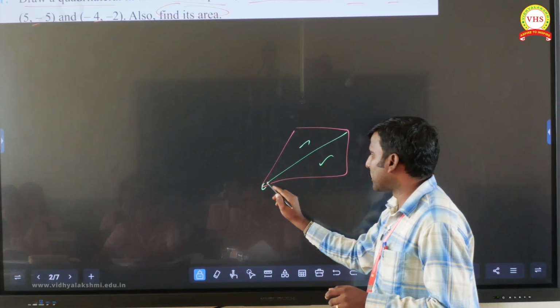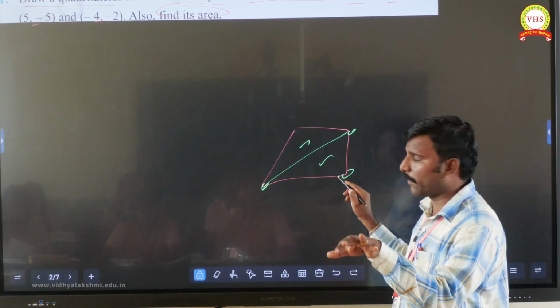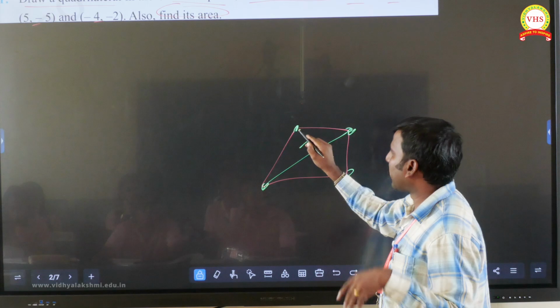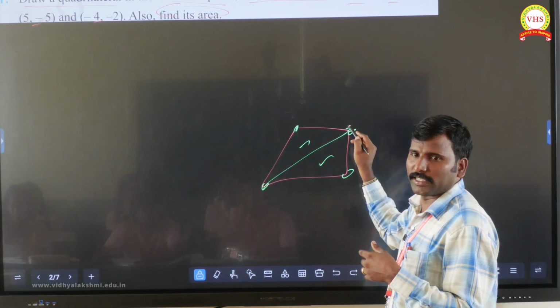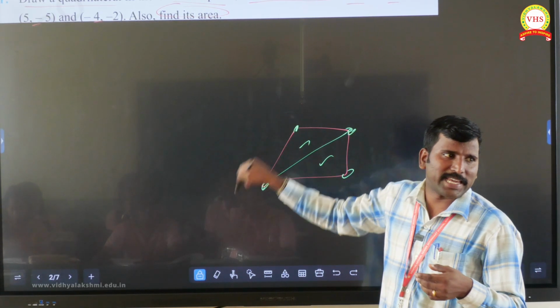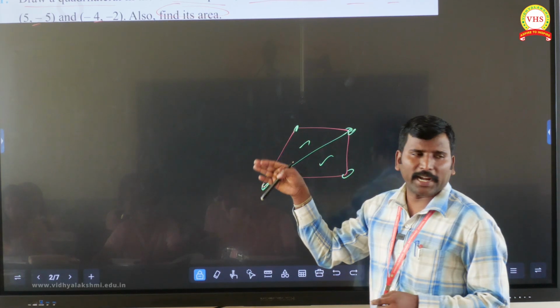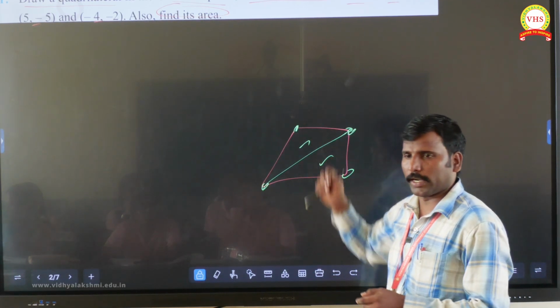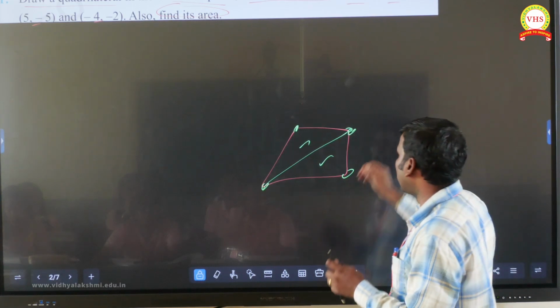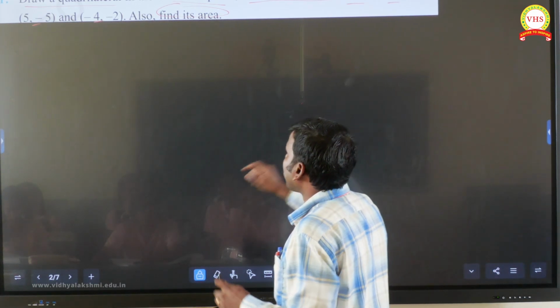First the area of the first three points A, B, C, then the continuation, C, D, A, like that. So I'm going to divide it into two portions, and with the two portions I get the area of the quadrilateral. Is it okay? This is what I'm going to do. Before that, we have to draw the quadrilateral in the Cartesian plane.